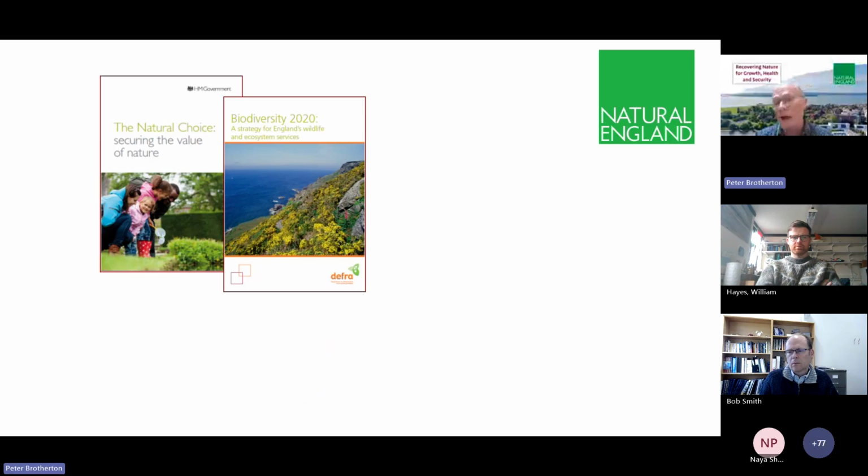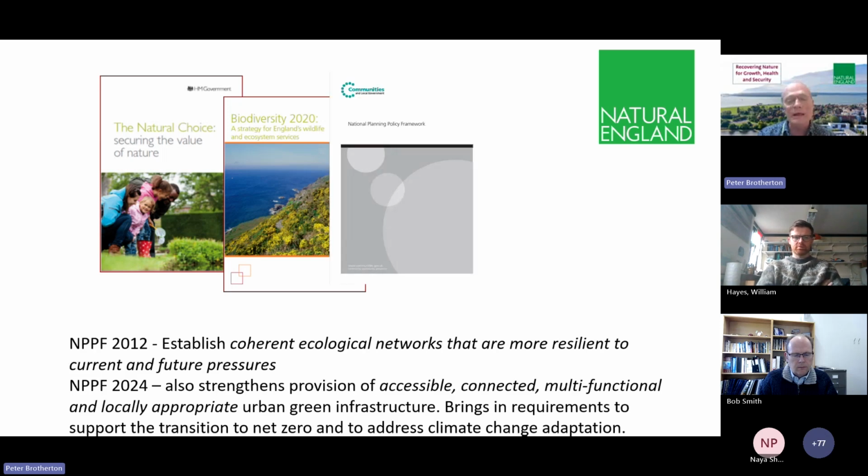And we saw this really rapid change. Academic papers have been written about why that report had such a big effect quite so quickly. But just the following year, with the Natural Choice, Securing the Value of Nature, and Biodiversity 2020, we saw that report really reflected in that ambition around the policy direction that these important documents steered. In the following year, with the National Planning Policy Framework in 2012, we saw for the first time the commitment that the planning system should establish coherent ecological networks that are more resilient, etc.